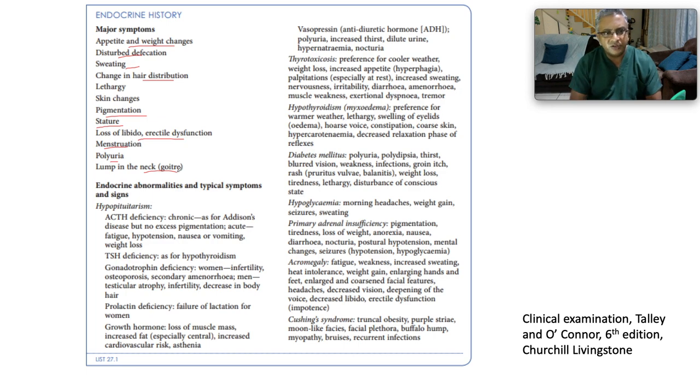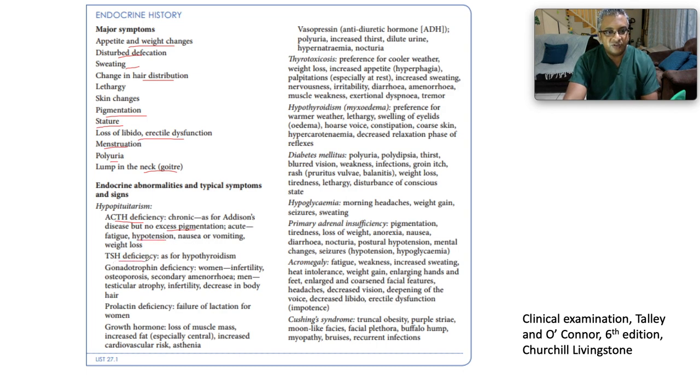Now, honing in on specific endocrine abnormalities and typical signs and symptoms. In terms of hypopituitarism, we're going to inquire of each of the hormones that come from the anterior and the posterior pituitary. In good order, ACTH deficiency, if it's chronic, will manifest with symptomatology as for Addison's disease, with one exception, that there's no excessive pigmentation in the chronic form. In the acute form of ACTH deficiency, what you have is fatigue, hypotension, nausea, vomiting, and weight loss.